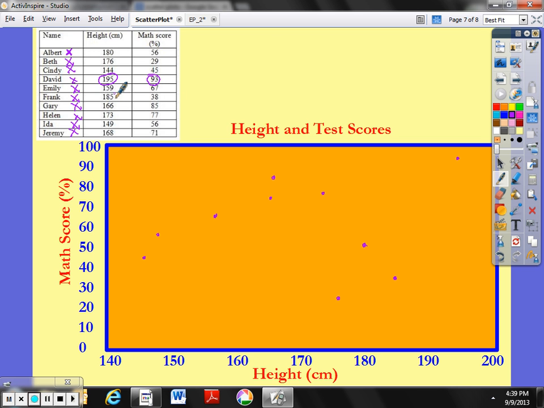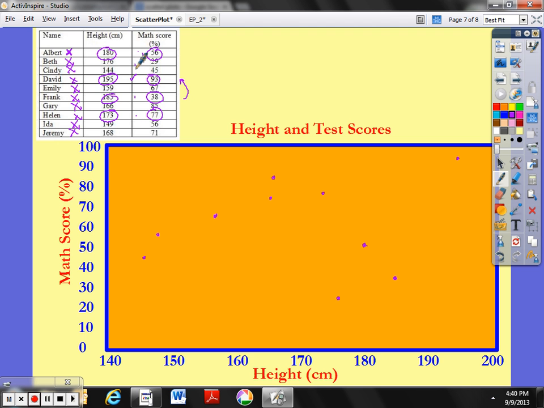The next tallest kid's 185 centimeters, and their score's an 83. That doesn't really correlate too well with the 195, 93. The next tallest kid is a 180 and a 56. And then we have a kid who's 173 and 77. So really, if we had a positive correlation, that means this would work. But then these two would need to be taller or have better scores, I apologize, than this person. So there really isn't a positive correlation here, nor is there a negative correlation.